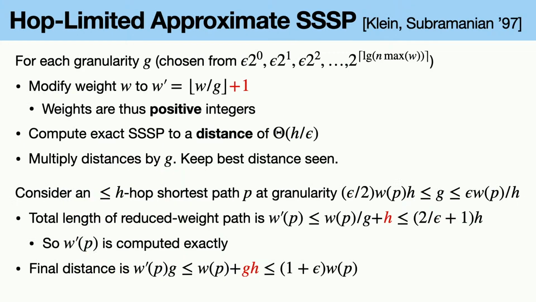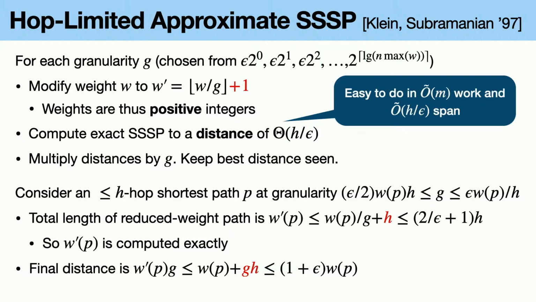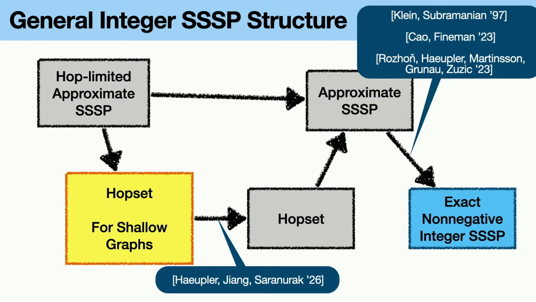And you can do it in linear work and roughly order h span. Now it turns out that if you can solve approximate shortest paths, you can also solve non-negative integer shortest paths through some other reductions using scaling. So Klein and Subramanian actually did this in their paper as well.